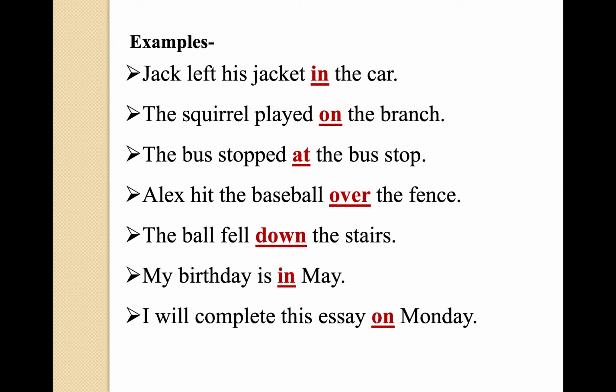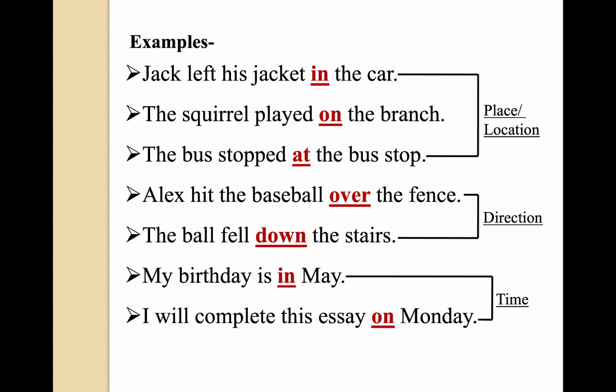Now that we have gone over all the examples, let us put them according to the types of prepositions. In the first three examples, the prepositions "in", "on", and "at" tell us about the place or location of a certain object with respect to another object. In the next two sentences, the prepositions "over" and "down" tell us about the direction, the movement of a certain object. Both of these prepositions come under the type preposition of direction.